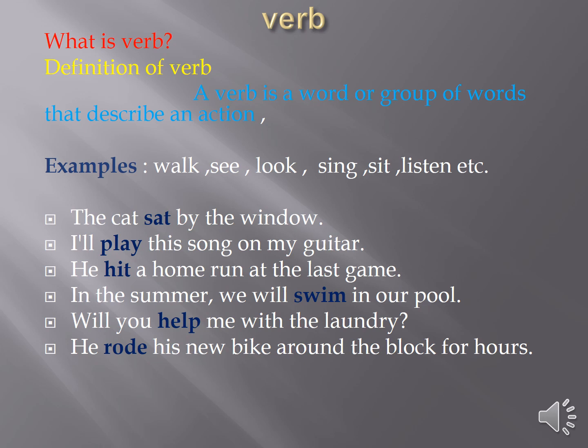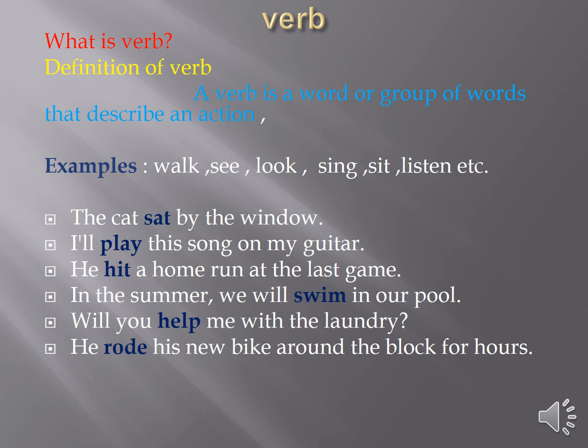In the next example: he hit a home run at the last game. So "hit," the word there, is showing the action. Third example: in the summer we will swim in a pool. What does it show? In the summer we will swim in a pool. So swimming is an activity, swimming is an action. So what are they doing? They are swimming. It means that whatever work we will do is considered a verb.